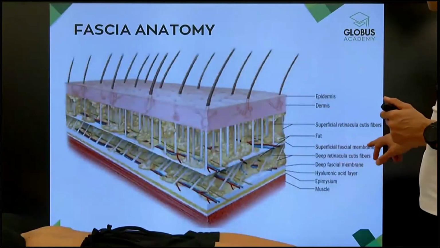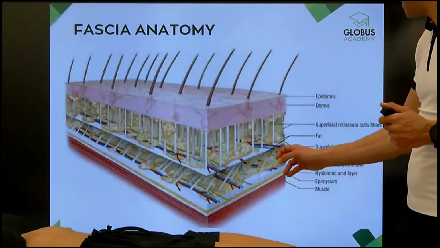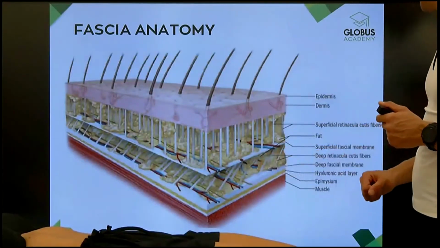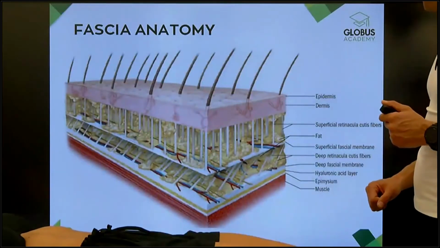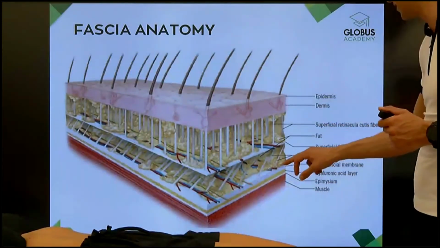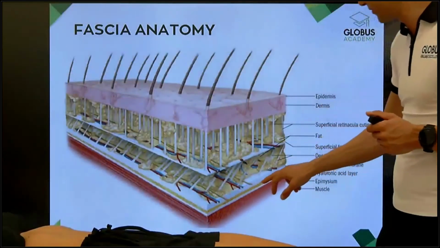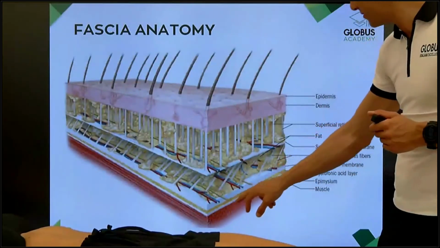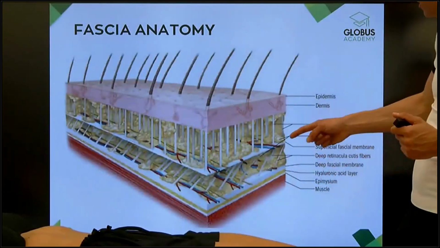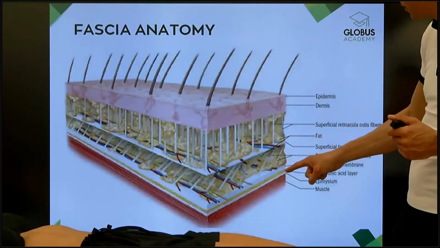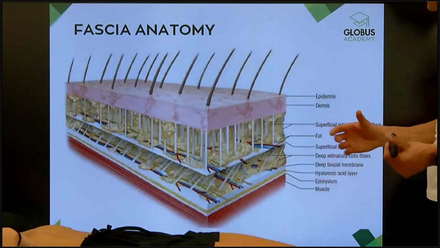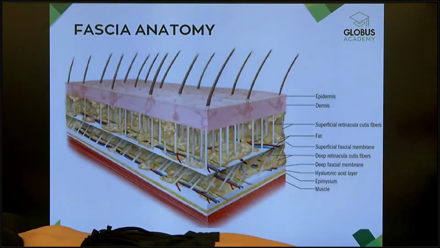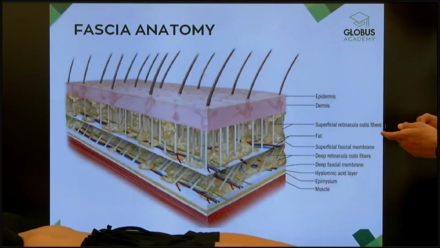And then we get the superficial fascial membrane, other retinacula, the deep retinacula cutis fibers. Then we got the deep fascial membrane, this one here. Then we got a layer of hyaluronic acid, the yellow one, and another layer of fascia. So we got 3 layers of fascia, 1, 2, and 3. The superficial, the deep, and then we start with the epimysium, that is the first cover of the muscle fascia.